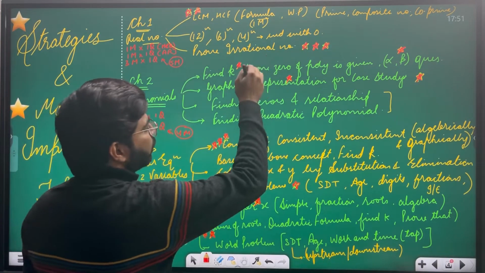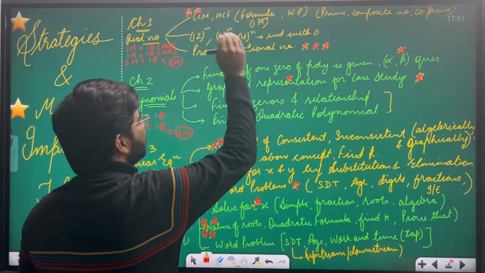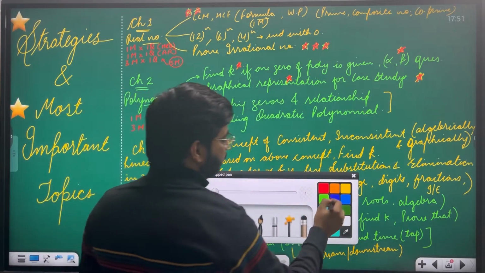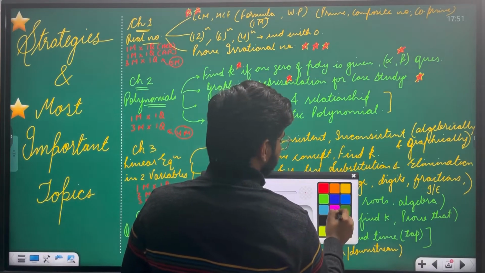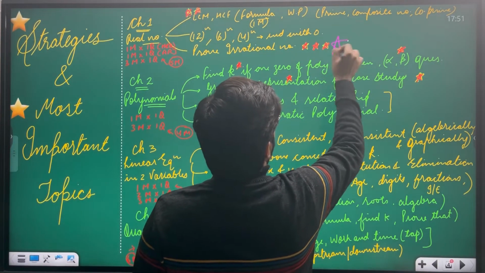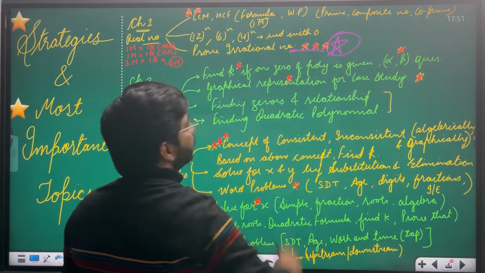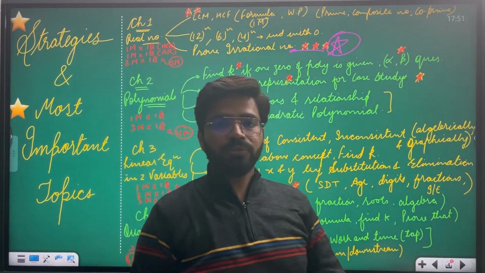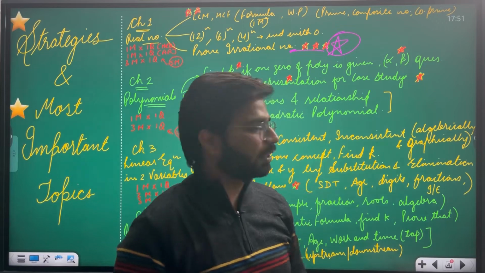And irrational number, the most important, that you will definitely get. So let us make a very big star on this, a pink star. Yes, you will get this question in board. Irrational number proving. So जो question पता है वो तो करो यार, अच्छे से करो.